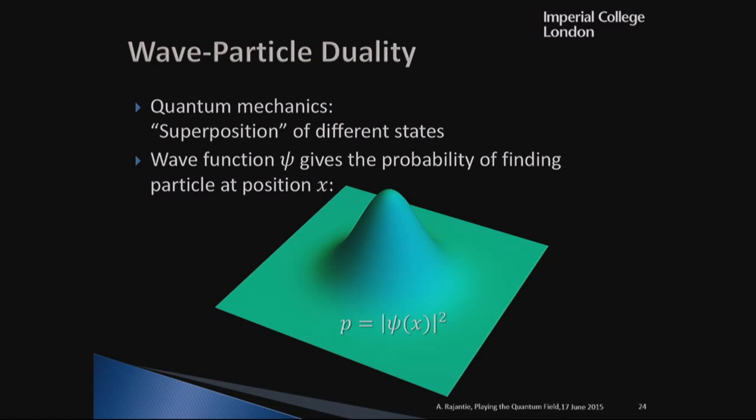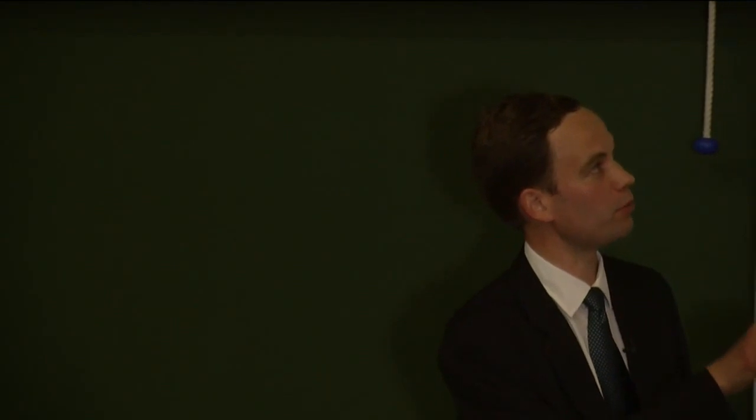a theory which describes particles as part waves, part particles, in the sense that the state of a particle doesn't have a well-defined position. Instead, the state of the particle consists of a superposition of different classical states. So basically, it means it can be in many places at the same time. And this is described by what we call the wave function, which gives the probability of finding the particle at a given position. So when you do a measurement, when you try to measure the position of the particle, it always looks like a particle. You find it in a given position. But the actual behavior between the measurements is described by the wave function.